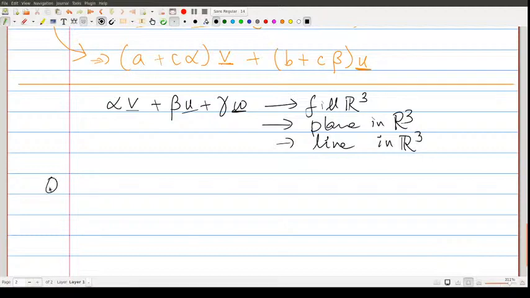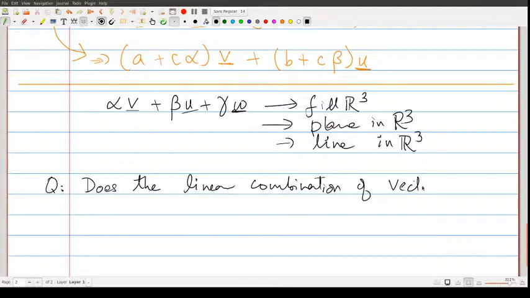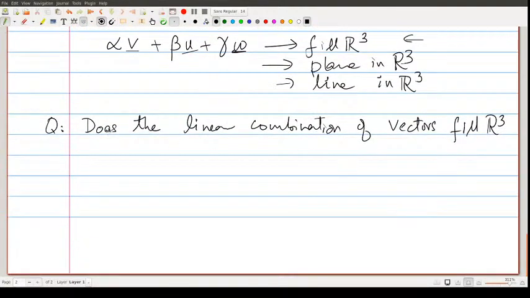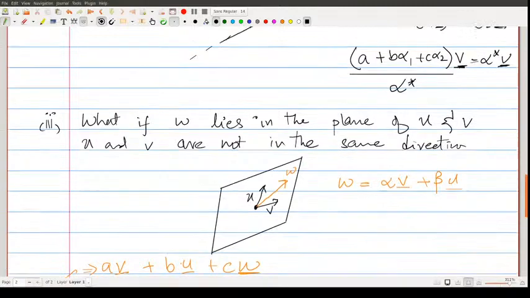So I left the last class with a question, which was, do the linear combinations of vectors fill R3? And now we have at least some idea of when that's possible. That's possible when they're not in the same direction, or when one of them is not in the plane of the others, right? So it will fill R3 only when they're all going in different directions, right? And I have not defined how we know they're going in a different direction. There are ways to find out if they're going in another direction, or they're still in one plane, or they're just on one line.